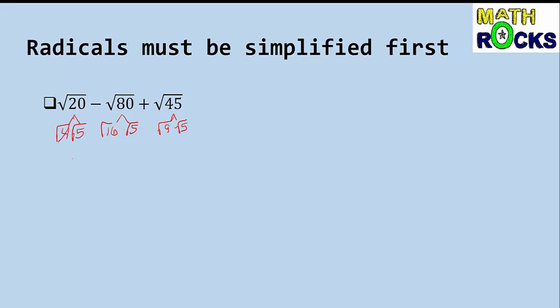So with the square root of 4 becoming 2, I have 2 square root 5 minus 4 square root 5 plus 3 square root 5. Now I'm going to add those together. 2 minus 4 is negative 2. Negative 2 plus 3 is 1. My answer is 1 square root 5.